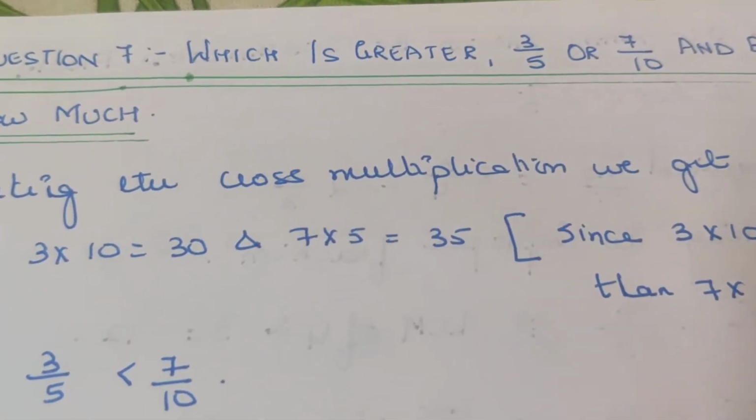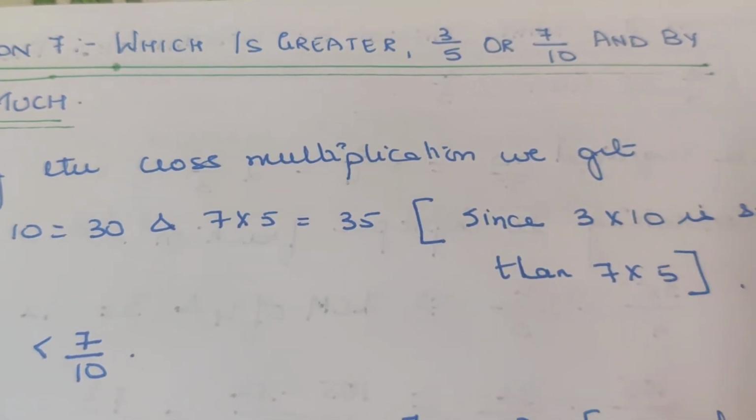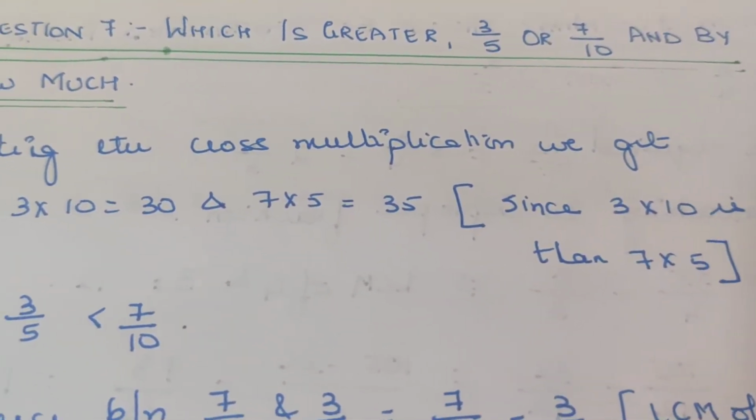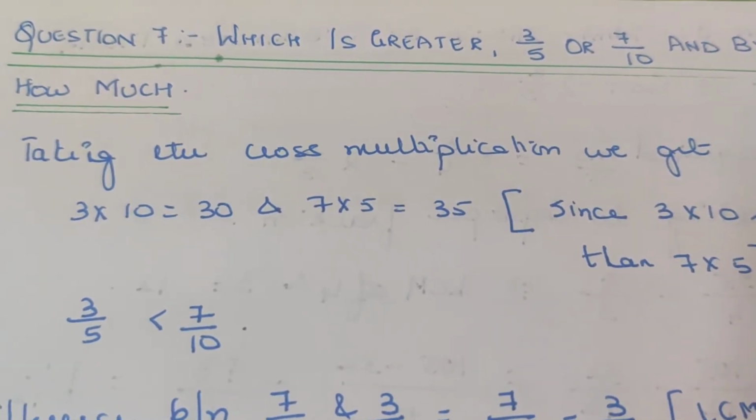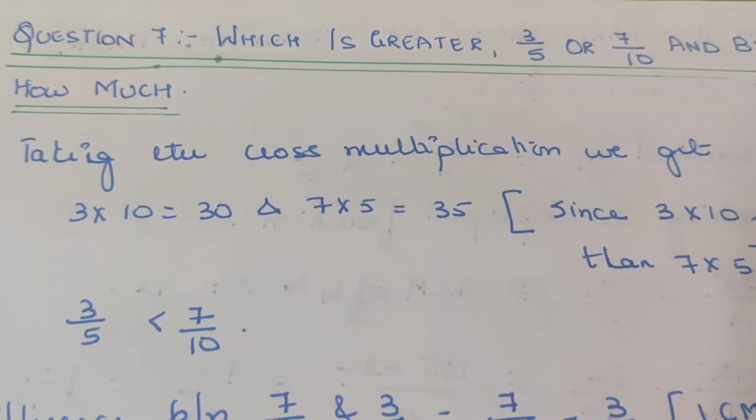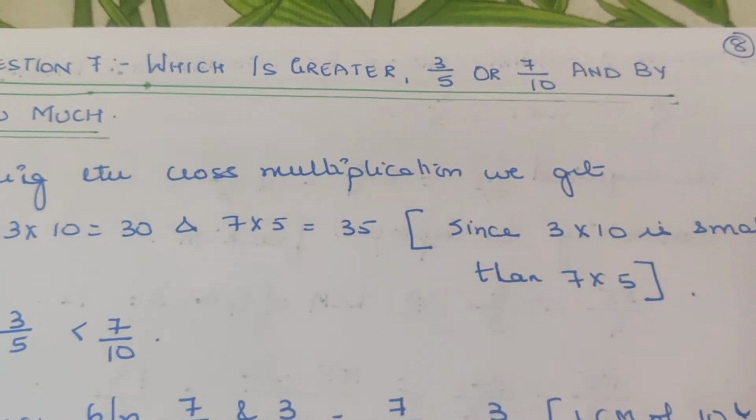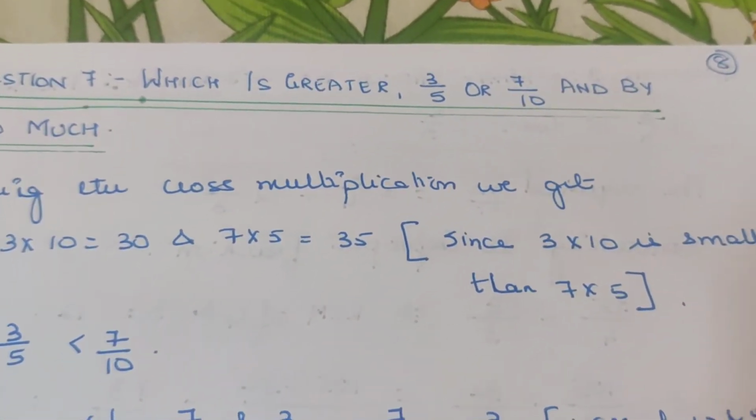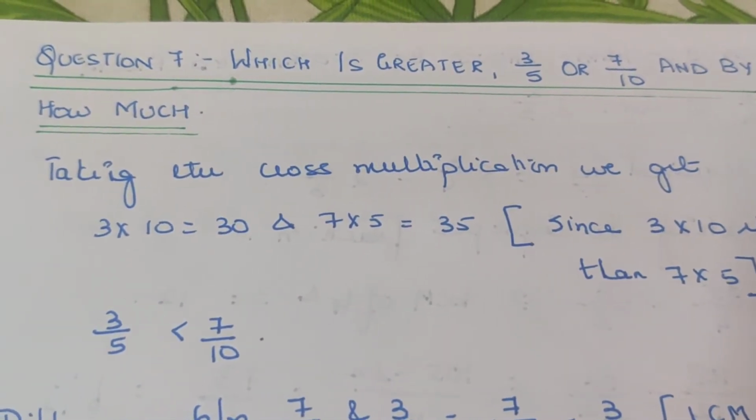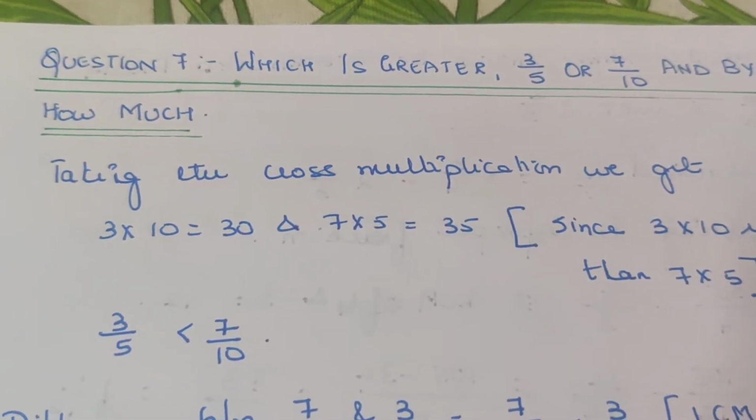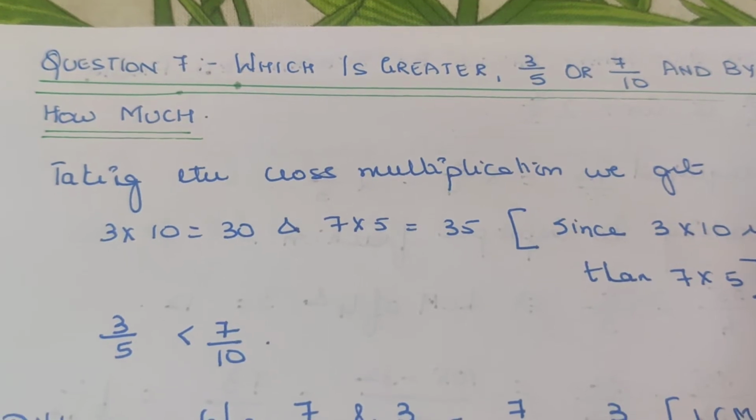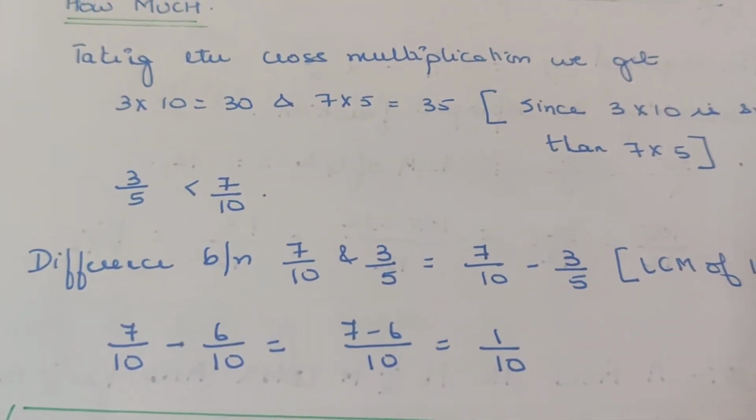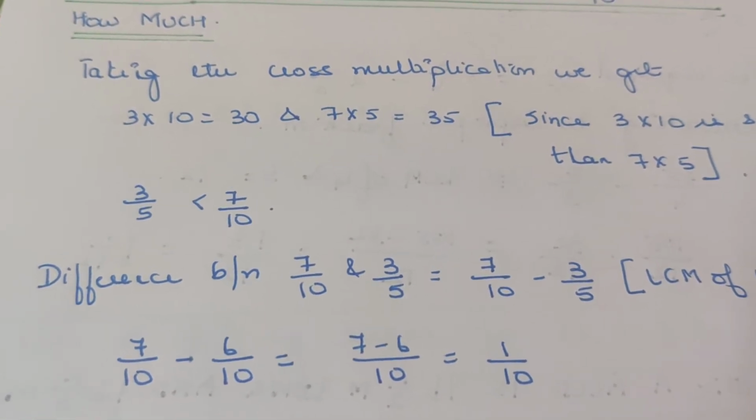Which is greater, 3 by 5 or 7 by 10, and by how much? Taking the cross multiplication, we get 3 into 10 is equal to 30 and 7 into 5 is equal to 35. Hence, since 3 into 10 is smaller than 7 into 5, 3 by 5 is lesser than 7 by 10. Just pausing.